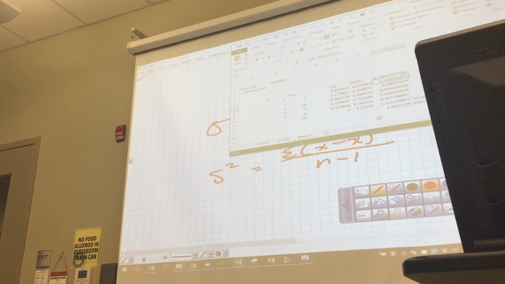Did you put it in parentheses and square it? And did you lock down your mean? No, I didn't put it in parentheses. Yeah, those parentheses are critical. Otherwise, all you're going to square is your X bar, and it's going to give you a real screwy number.